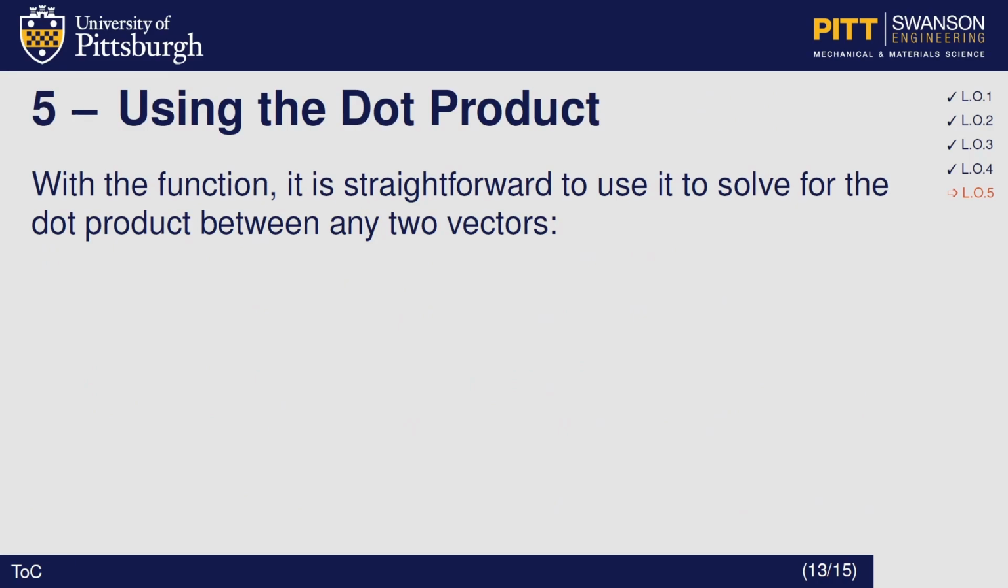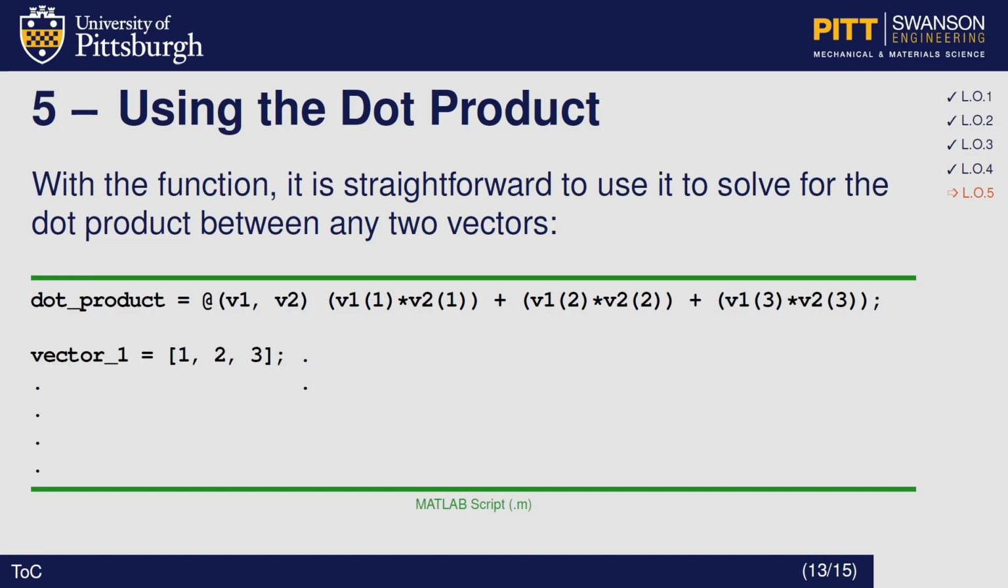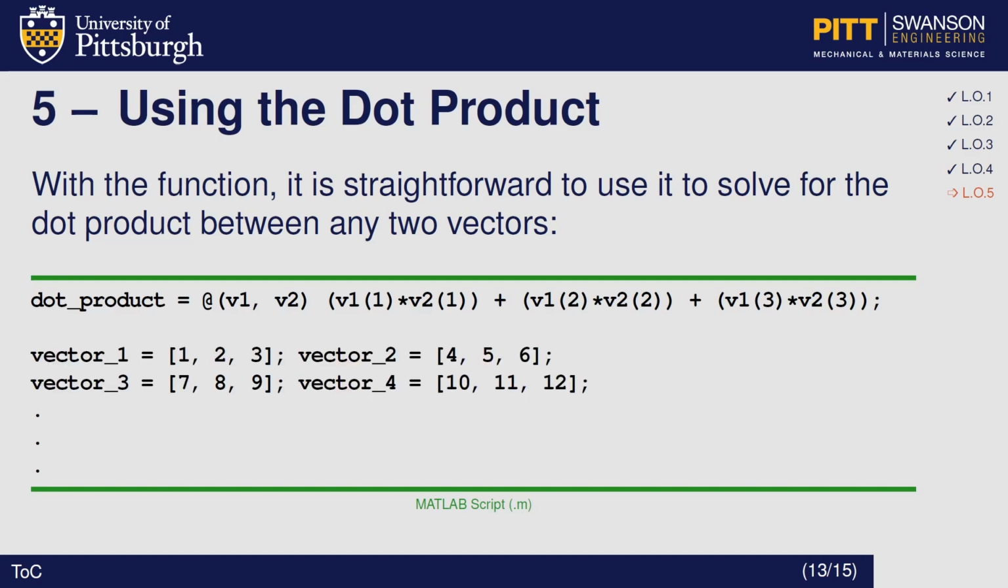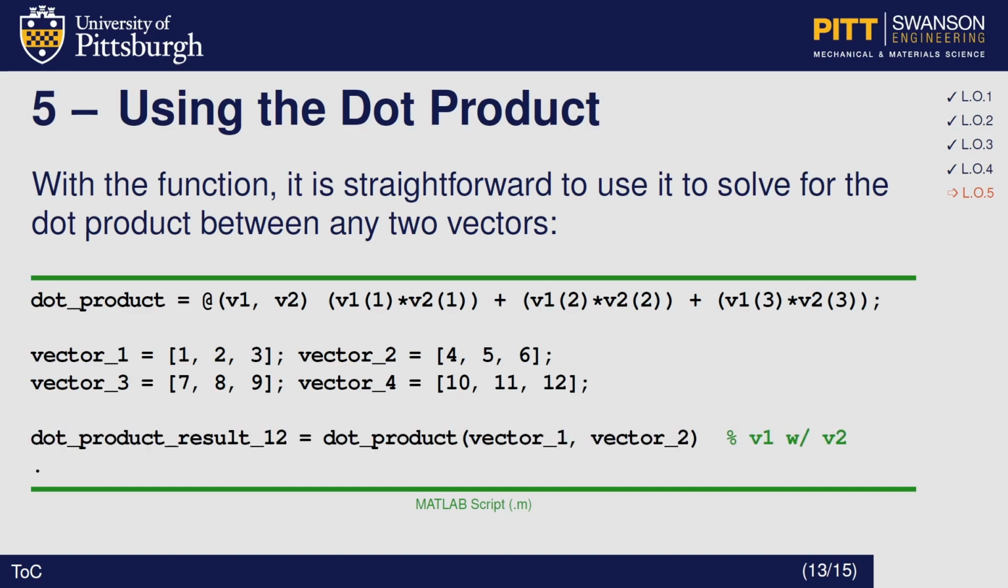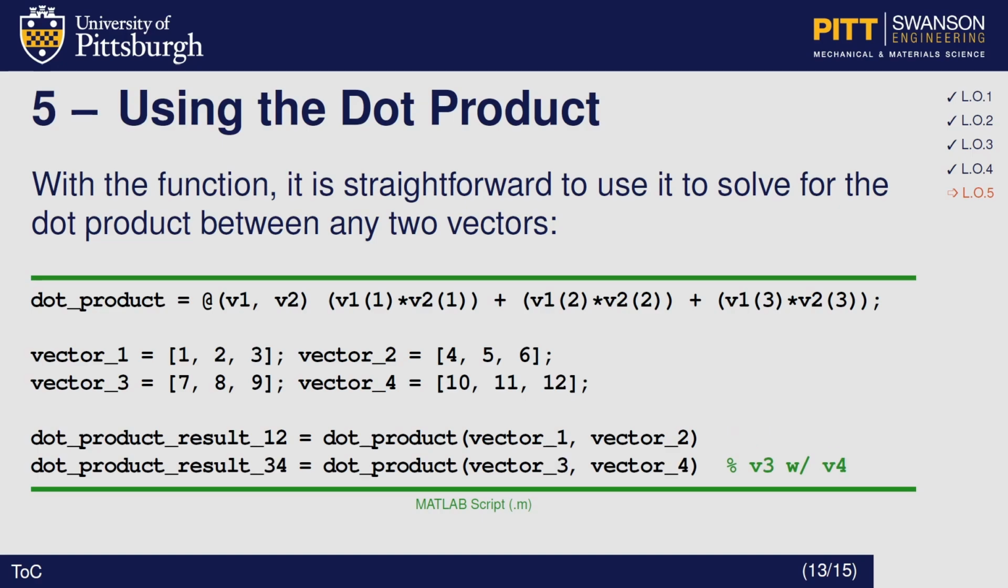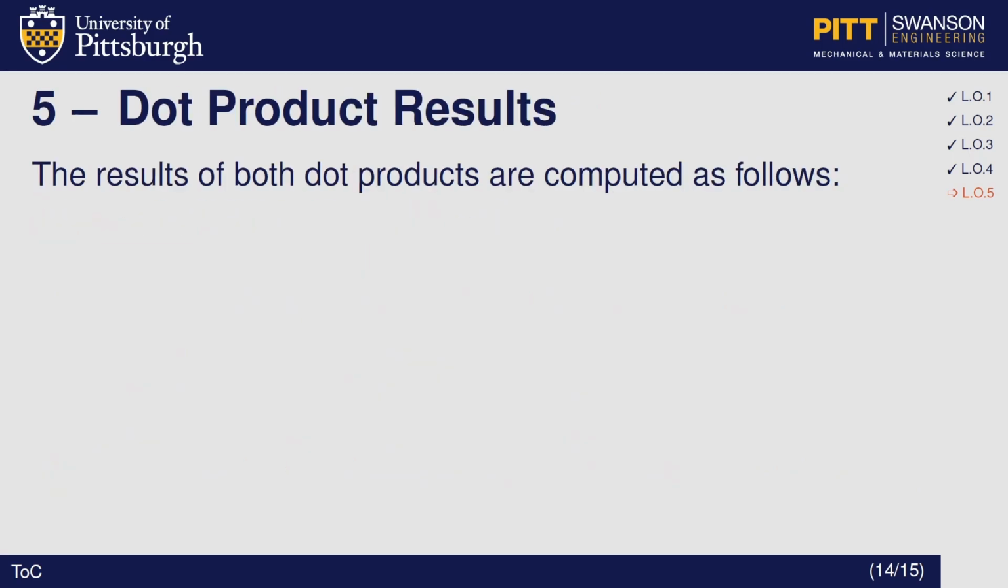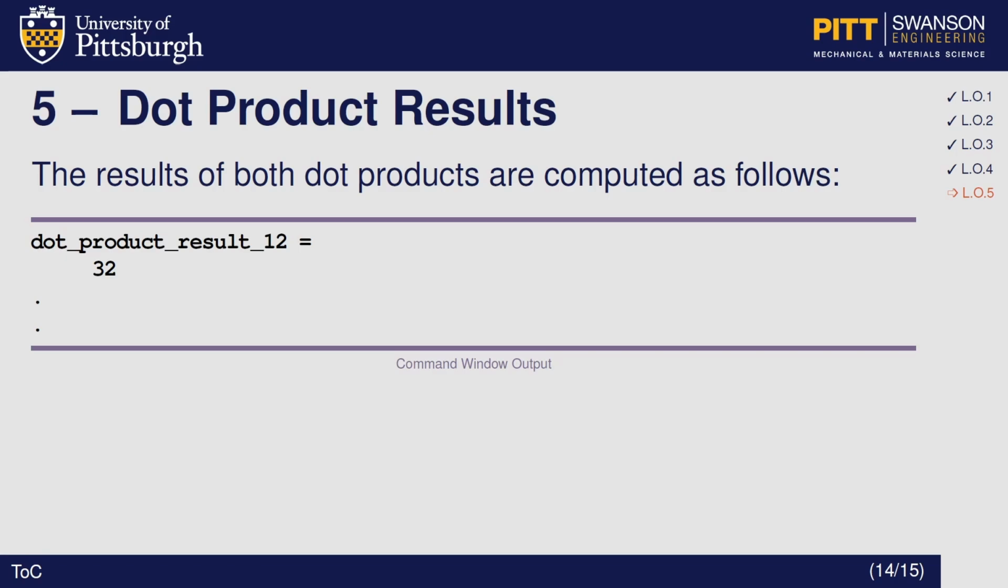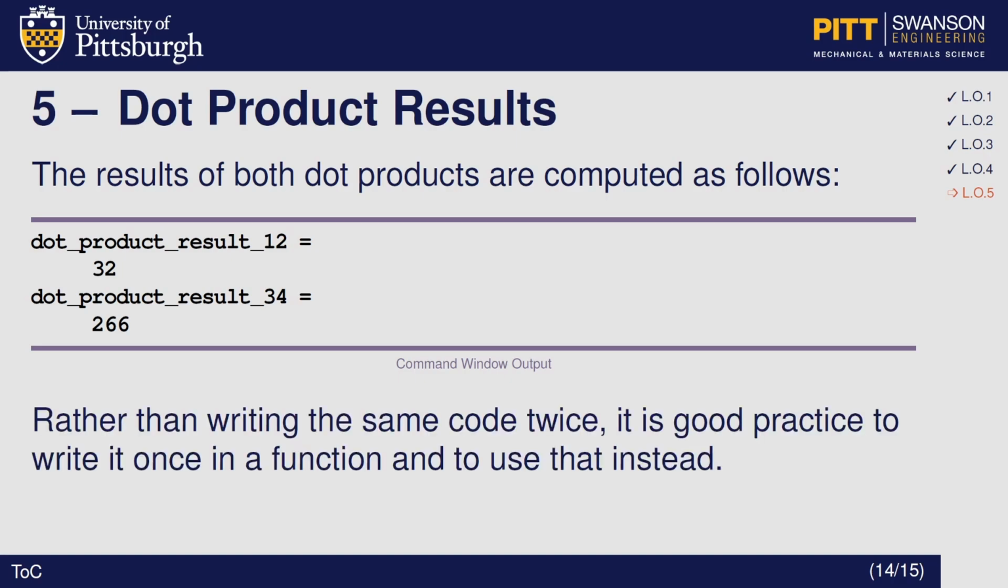With the function defined, it is possible now to solve for the dot product between any two vectors, crucially, without having to rewrite the code each time. The dot product anonymous function is first defined. Then let's define vector 1, vector 2, vector 3, and vector 4. And if we want, solving for the dot product between vectors 1 and 2 requires using just vectors 1 and 2 as the inputs to the anonymous function. And similarly, solving for the dot product between vectors 3 and 4 requires, again, using 3 and 4 as the inputs. Now, the results of both of these computations are as follows. The first dot product between vectors 1 and 2 equals 32, and the second between vectors 3 and 4 equals 266. Rather than replicating the code each time, it's better practice to write the code once in a function and then to use that multiple times instead.